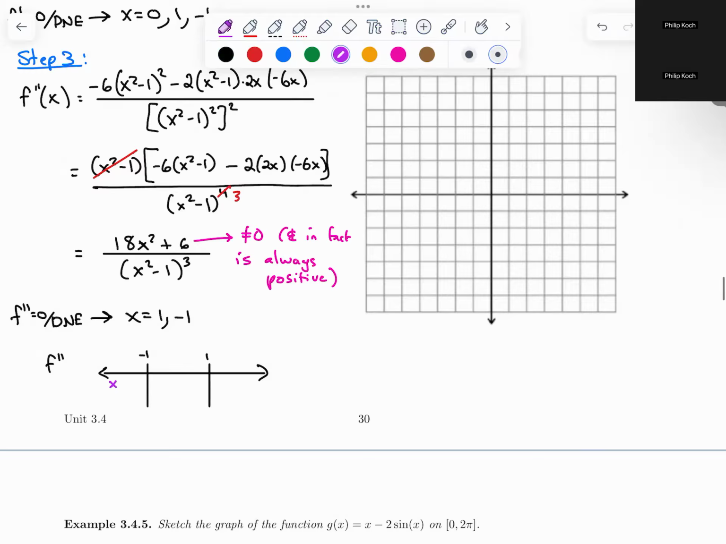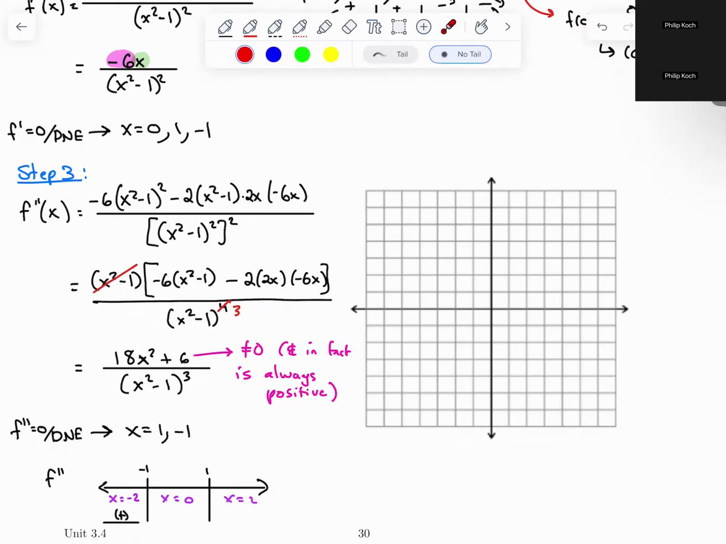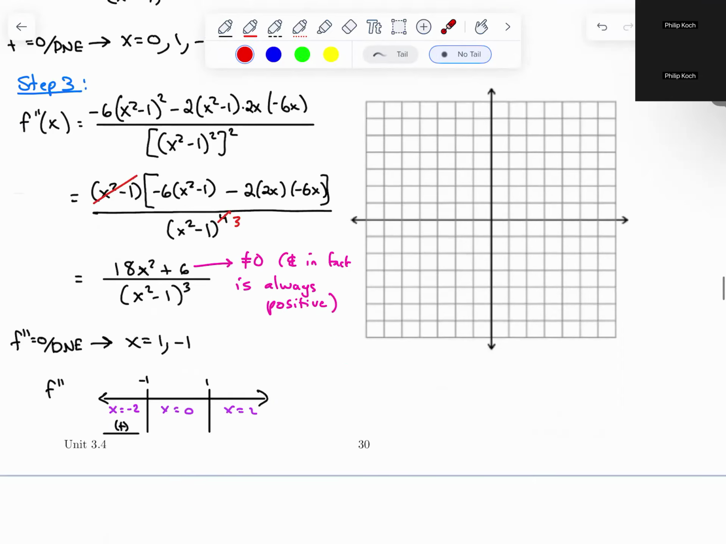And we'll do some test values. x equals -2, x equals 0, and x equals 2. And so, as I said before, we don't need to even bother plugging it into the numerator because it's always positive. The numerator is positive regardless. Plugging in -2, we do need to be careful in contrast to the first derivative. The first derivative had x squared minus 1 squared, which would always be positive, but this one has x squared minus 1 cubed, so that can change sign. When I plug in -2, I'll get 4 minus 1, that's positive 3, so it's positive.